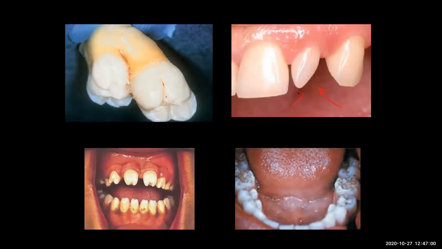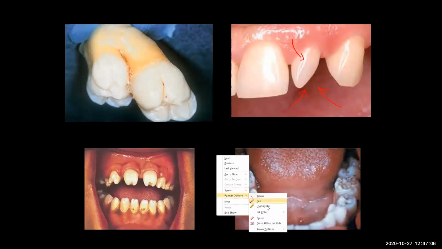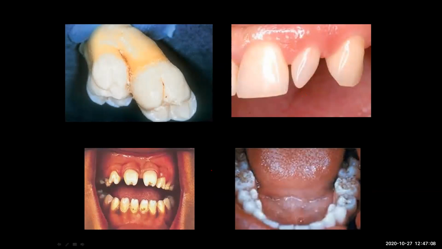What's this? Is that a baby tooth? No. If it's not, then what would it be? Peg lateral? It's a peg lateral. It's a lateral incisor. Remember those maxillary lateral incisors can be congenitally missing or peg-shaped. Those are the two most common anomalies for the maxillary permanent laterals.